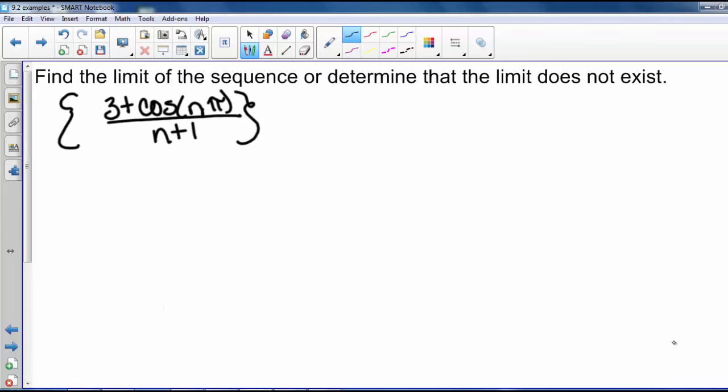We want to find the limit of the sequence 3 plus cosine of n times pi over n plus 1. So we notice that we have a cosine of n times pi. And cosine of n times pi is always between negative 1 and 1 for all n.